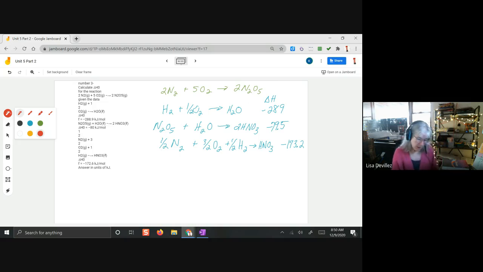Rather than working it completely out, because I want you guys to have practice doing this. So this one, I would say you're going to flip and then multiply by 2 on that equation to get the 2N2O5 on the product side. And then this one here, you'll multiply through by 4 to get your 2N2.